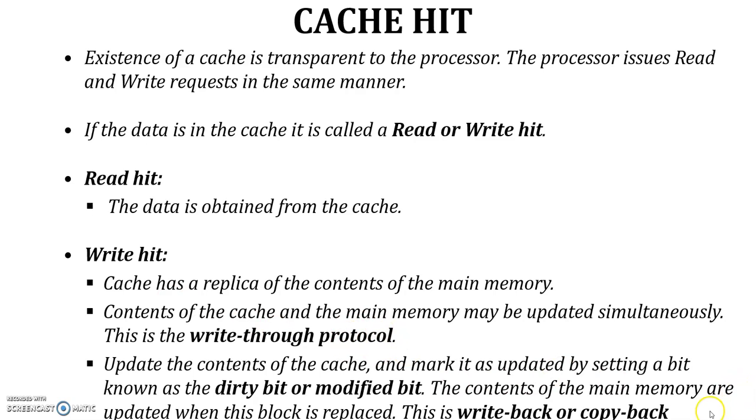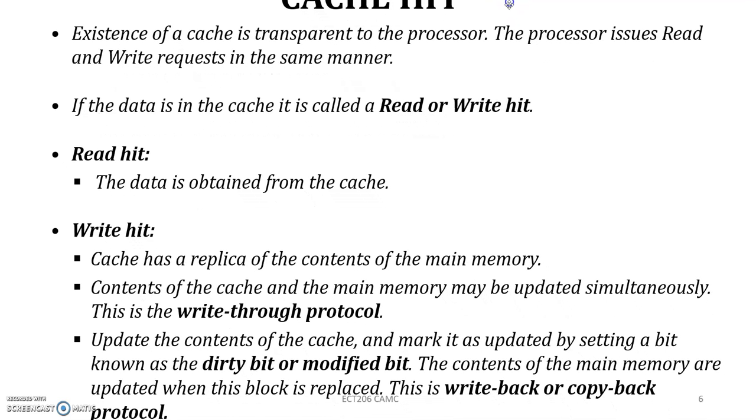So the same copy will be placed in the main memory as well as in the cache memory. When we are writing data to a particular block, and at the same time we are modifying the contents of both the main memory and the cache memory, it is called write through protocol. The other option is that first we update the content of the cache and mark it as updated by setting a bit known as the dirty bit or modified bit.